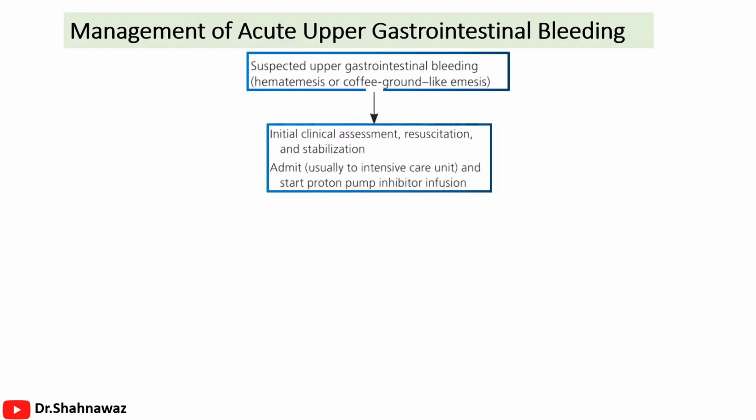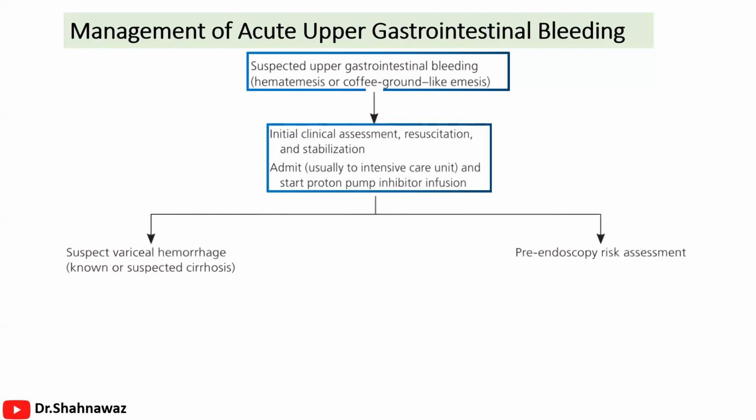For the initial clinical assessment, we check the vital signs, then go for resuscitation and stabilization of the patient, admit the patient to the ICU, and start a proton pump inhibitor like PPI infusion soon.